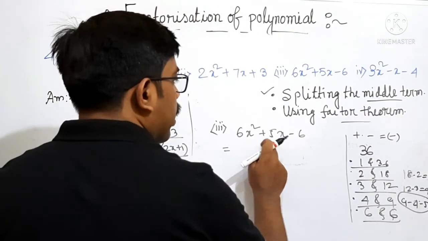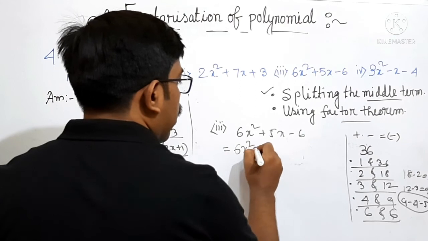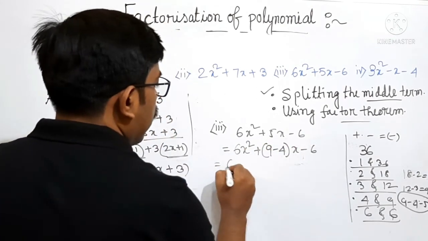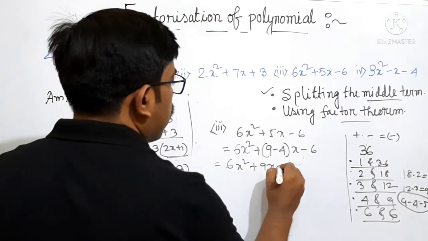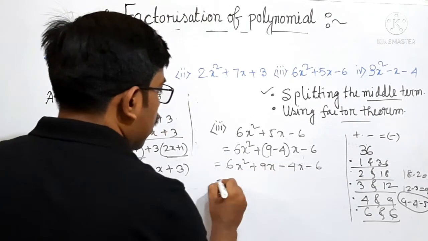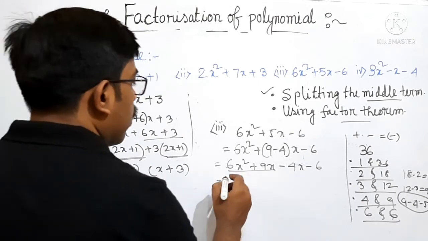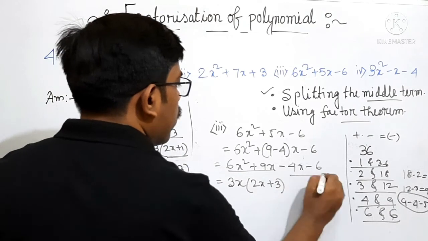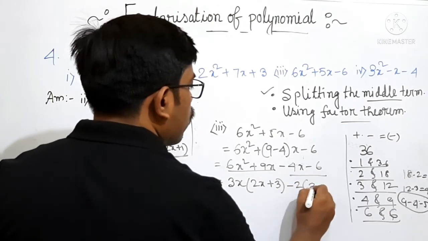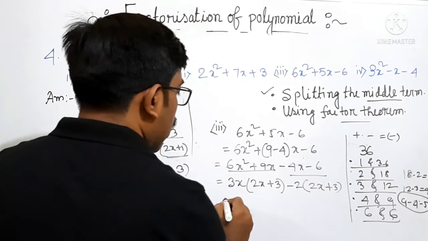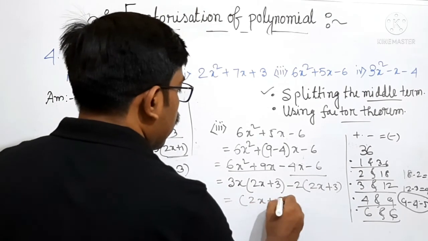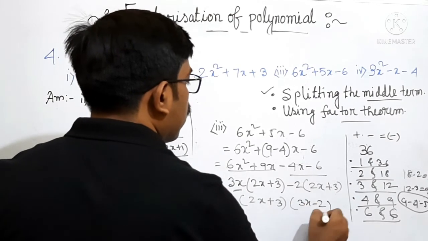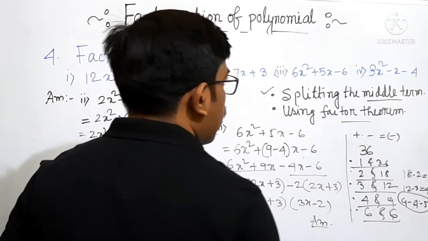So we split the middle term in this way, 6x square plus (9 minus 4) into x minus 6. And it will be 6x square plus 9x minus 4x minus 6. From these two terms we take 3x as common, so it will be 2x plus 3. And from these two terms we take 2 as common, so it will be 2x plus 3. Now 2x plus 3 will be common, and it will be 3x minus 2, and it is the answer.